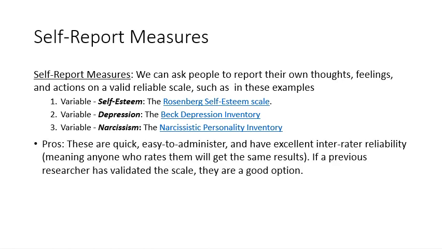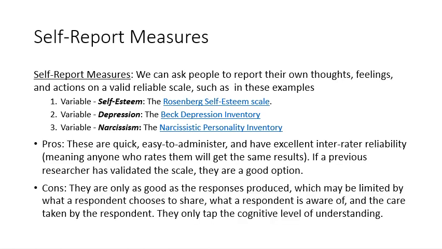So the pros of this sort of thing is that they're quick, they're easy to administer, and there's really good inter-rater reliability, which we'll talk about in the next lecture. That means that anyone who rates them will get the same results because it's an objective test. There's no subjective judgment. No one's interpreting the result. The data are providing the information. And so if we have a valid scale, if you have a construct that a previous researcher has validated, this is an excellent option.